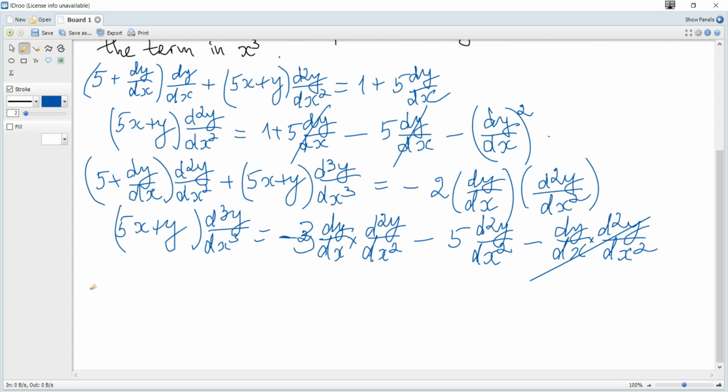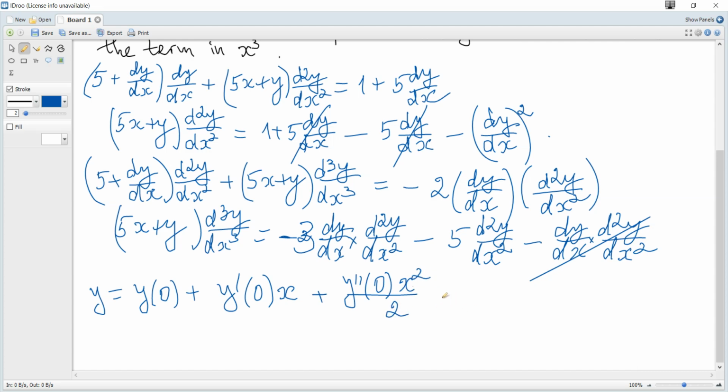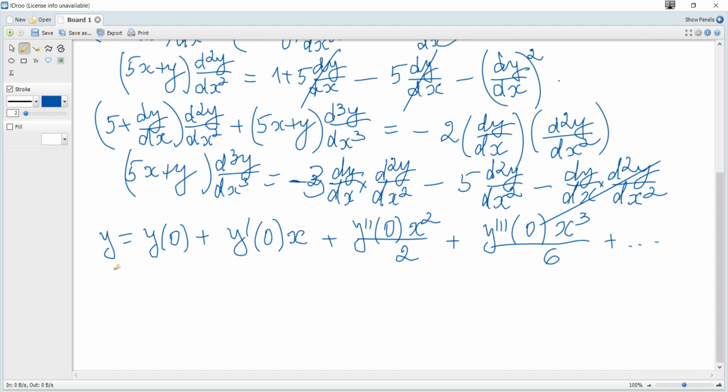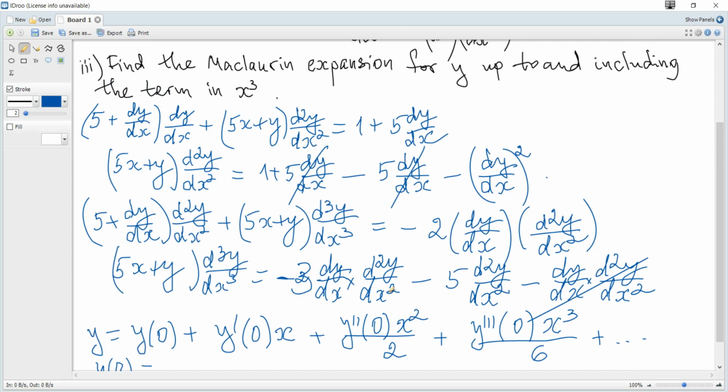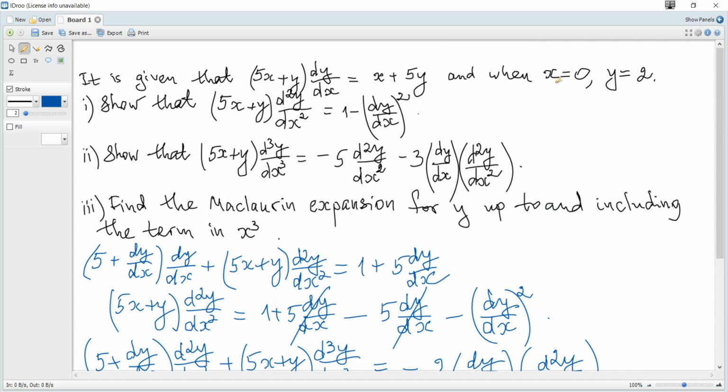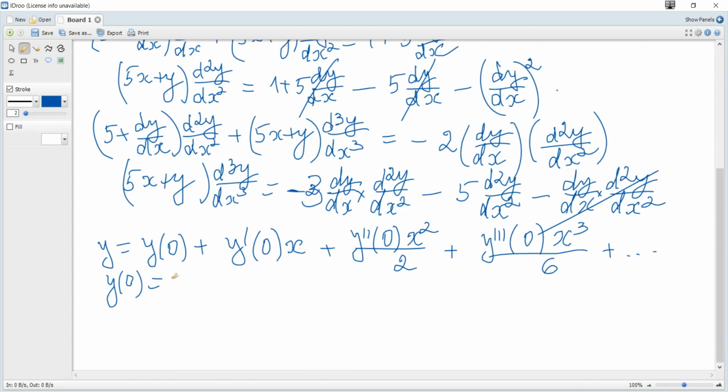The formula is: y is the function at 0, plus the derivative at 0 multiplied by x, plus the second derivative at 0 multiplied by x squared over 2 factorial, which is just 2, plus the third derivative at 0 times x cubed over 3 factorial, which is 6. So we can see that we need the function at 0. It's given that when x is 0, y is 2, so it's 2. Derivative at 0.